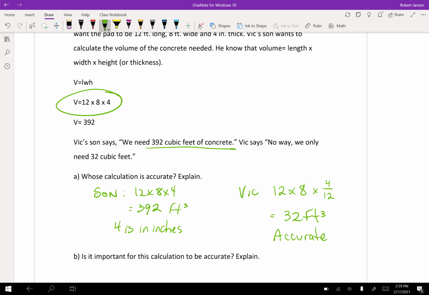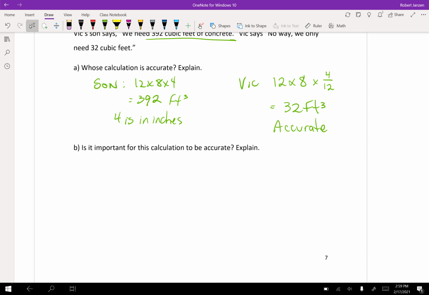Is it important to be accurate? Well, this is a massive difference between these two. Would you really want to order 392 cubic feet of concrete and find out you only needed 32? First of all, concrete's expensive. Second of all, what in the world would you do with all that extra? So is it important to be accurate? Yes. We don't want to buy too much. It's a waste of money, and I don't know what we do with it.